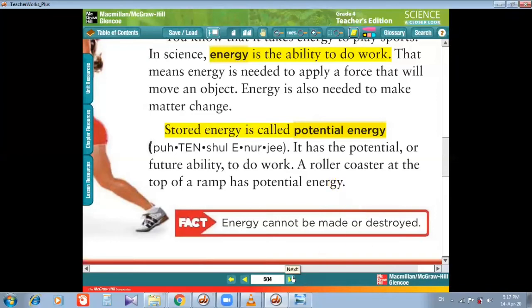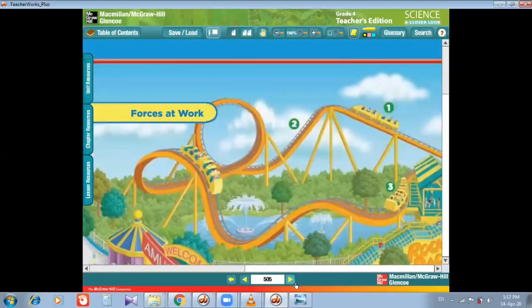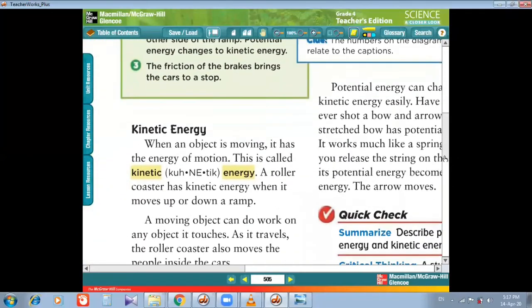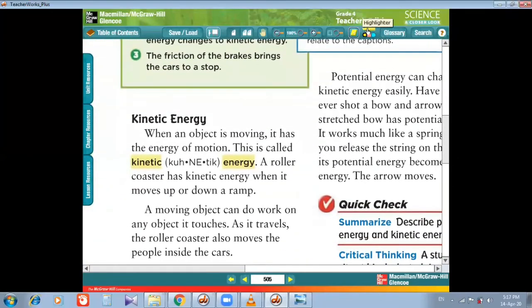Now on the next page, we have kinetic energy. Now what is kinetic energy? When an object is moving, it has the energy of motion. This is called kinetic energy. Kinetic energy is the energy of a moving object.